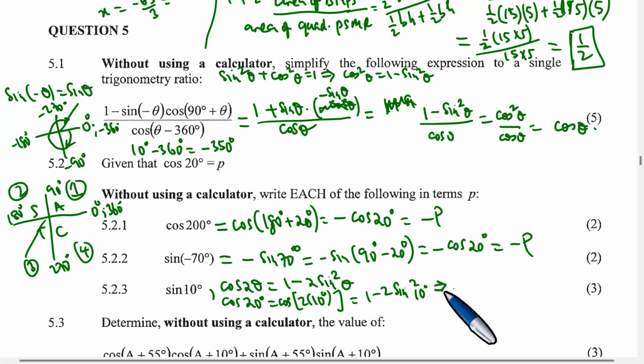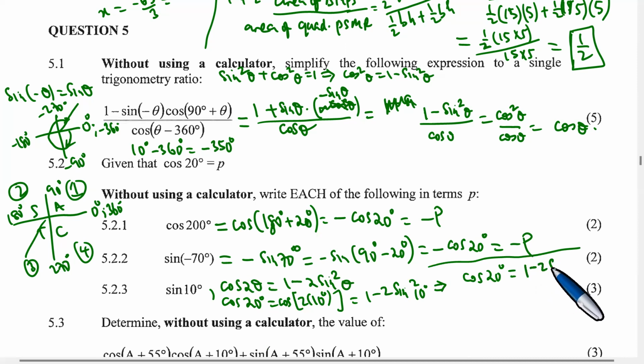What is the meaning of this? We have just got cosine 20 degrees, which is equal to 1 minus 2 sine squared of 10.